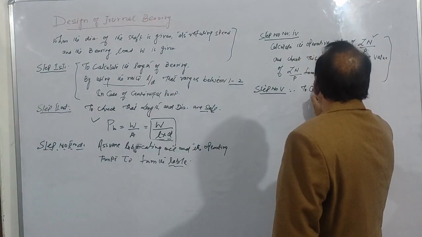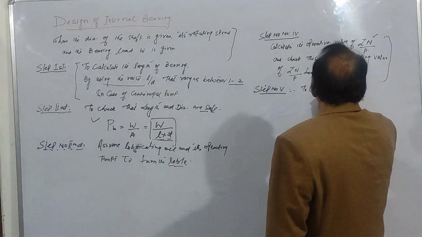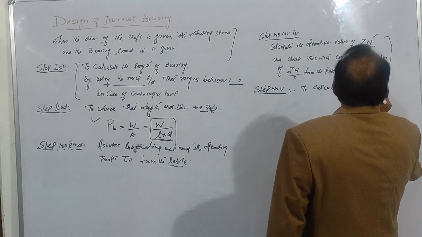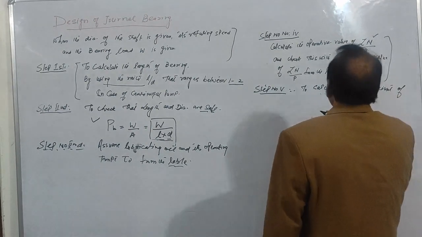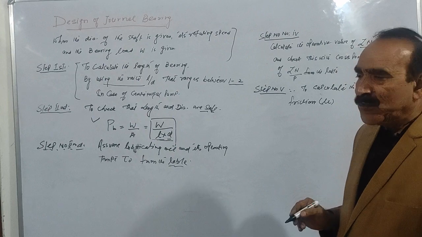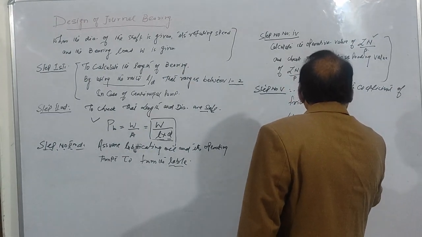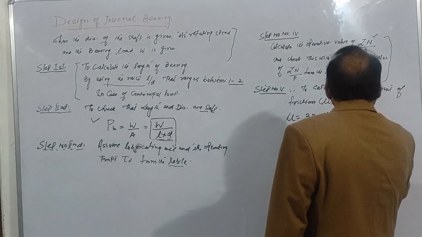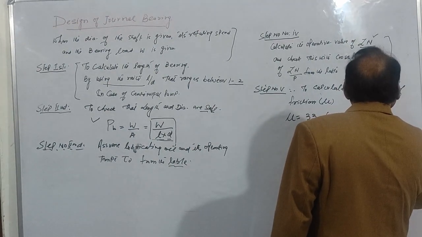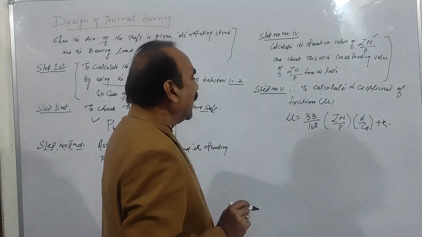To calculate the coefficient of friction, that is mu. Step number 5 kya hai ki aapko coefficient of friction calculate karna hai. So its value is mu equal to 33 by 10 to the power 8 into ZN/P into D/C plus K, right? So this is the value of the coefficient of friction. By using this relation, you will calculate the coefficient of friction.